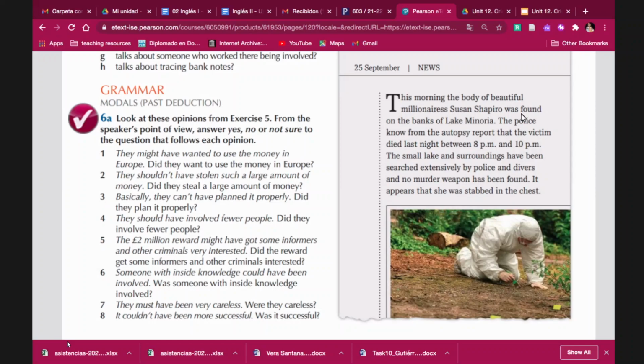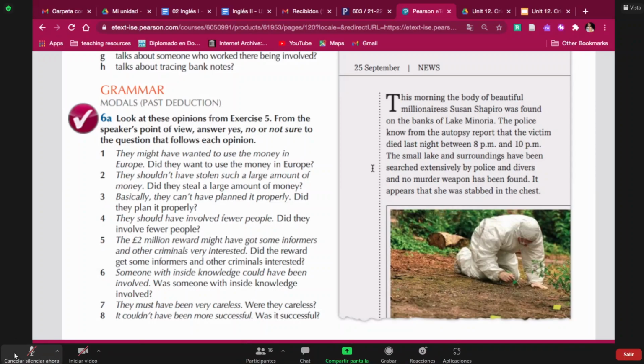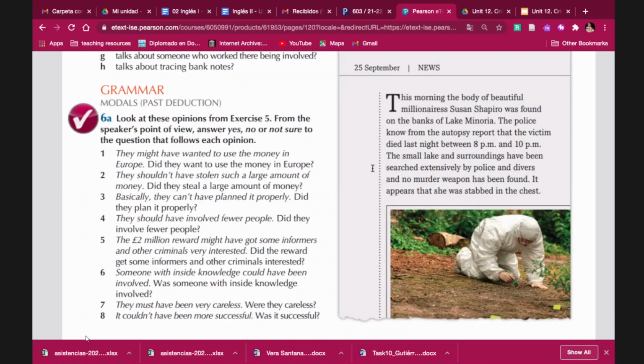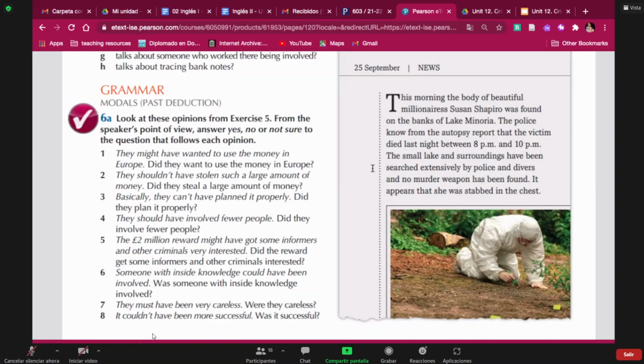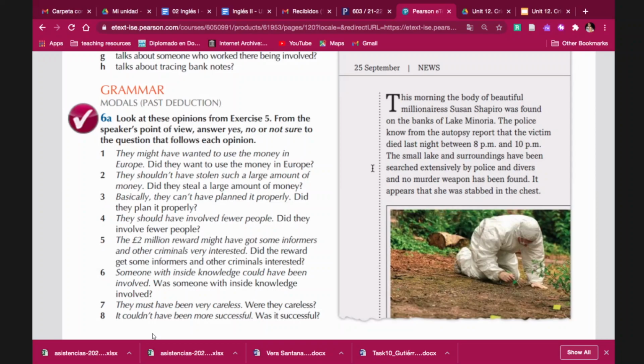Dice ahí might have. Acuérdense del uso de los modales. Esto es súper importante. Ya los vimos en presente y ahorita lo estamos viendo en pasado. ¿Cuál es la diferencia? We don't use all of the same modals. Aquí nada más estamos utilizando algunos cuantos, ¿ok? Entonces, Ana, would you please help? In number 5, did the reward get some informers and other criminals interested? Yes, no, or not sure? Not sure. Not sure because we're using might. Yes. Okay, thank you. So is it clearer, Jonathan, or not? But because of the might. Okay, el might, ese modal es el que nos pone en duda. Okay, good. Thank you. Number 6, please.